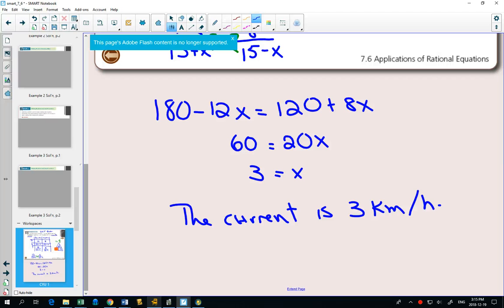So in section 7.6, there are 3 types of word problems. This is the distance, speed, time type of word problem. You can now do questions 8, 11, 12, and 13.